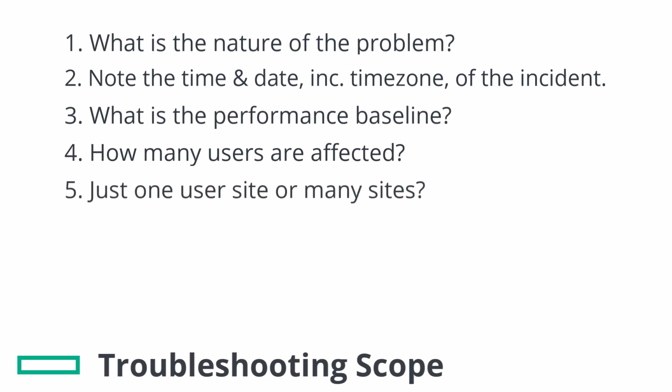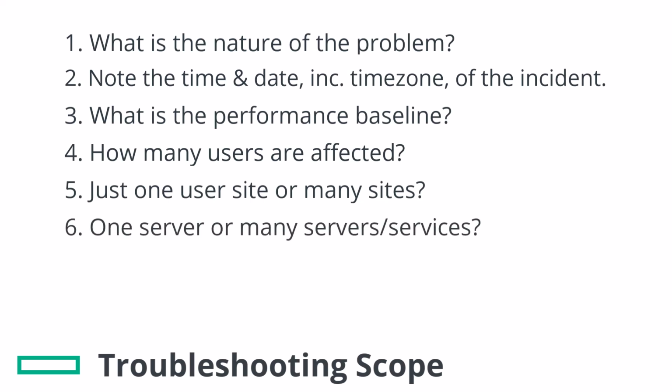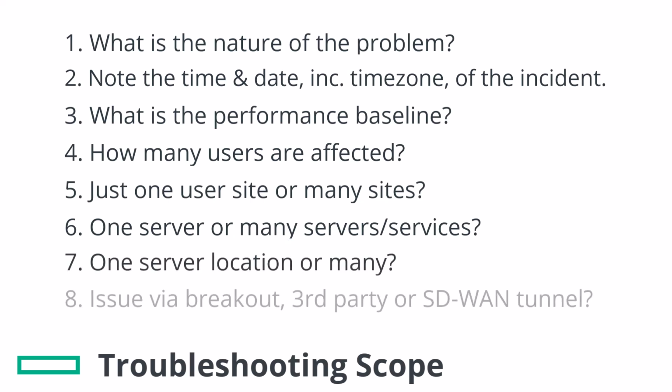If more than one user, is it restricted to just one site, or are many sites affected? Is just one server or service affected, or is it many or all services? Are those services located in one place, or many server locations? Is the problem experienced via internet breakout, third-party tunnels, or internal SD-WAN fabric tunnels? Once you know the scope of the issue, you can then begin troubleshooting in a targeted and structured way.